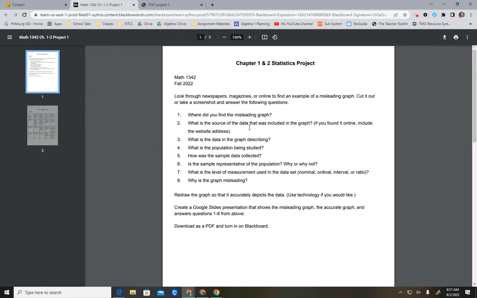So where did you find it? What is the source of data? I guess one and two are kind of the same thing. Where did you find it? And then what's the source of the data? Include the website address if you found it online. What is the data in the graph describing? What's the population being studied?